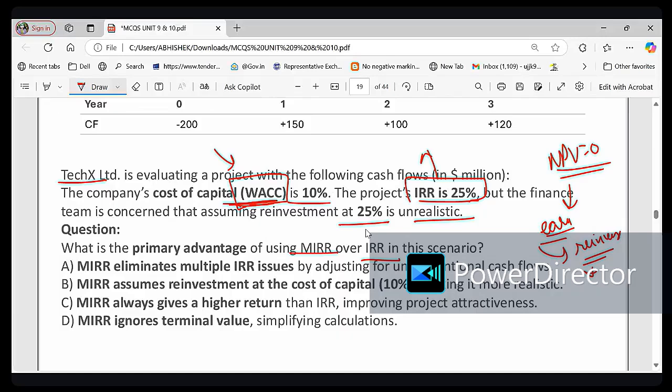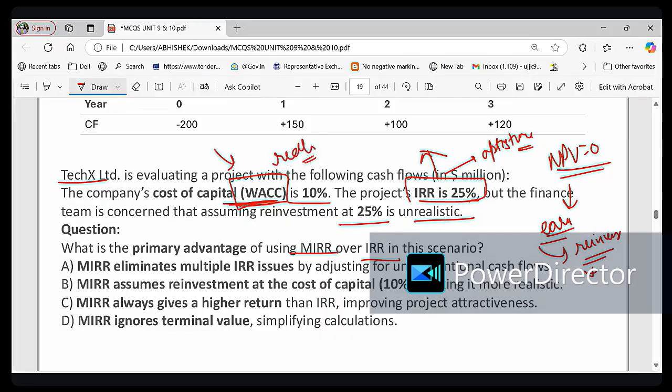So this is where modified internal rate of return steps in like a hero, right? It says, let's be practical, let's not be unrealistic. What MIRR says is, let's reinvest at the company cost of capital, which is not some high dreamy IRR. This IRR is very high, 25%. So while IRR shows an optimistic picture, MIRR gives you a realistic picture, right?